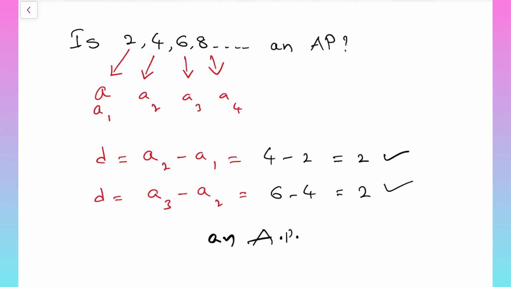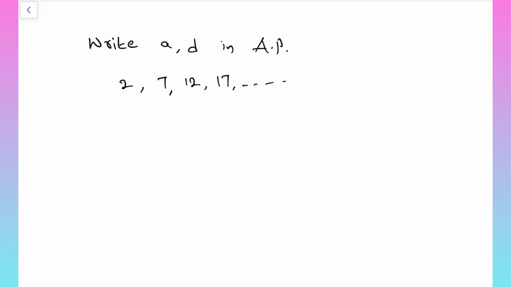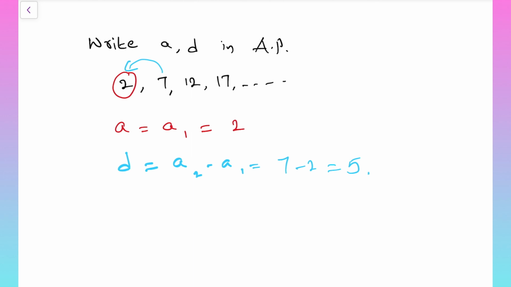Arithmetic progression. Next, write a, d in the given arithmetic progression. A is the first term and d is the common difference. So from the given arithmetic progression, we need to write the first term and the common difference. Whatever the first number is, that is the first term. So A or A1 is equal to 2. Then finding the common difference: the common difference is A2 minus A1, that is 7 minus 2. 7 minus 2 is equal to 5. So the common difference is 5 and the first term is 2.